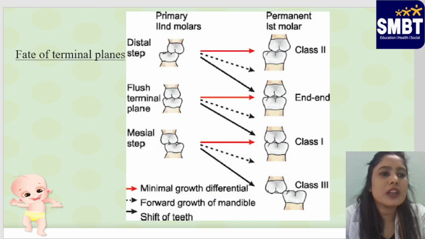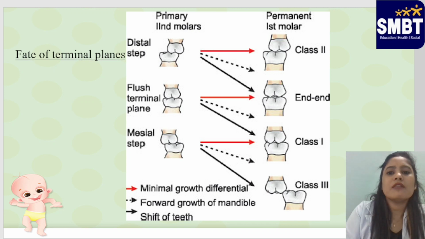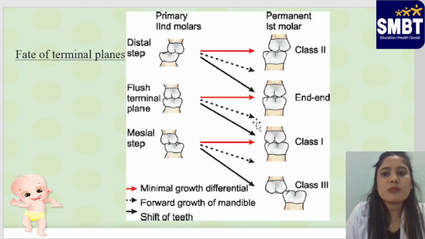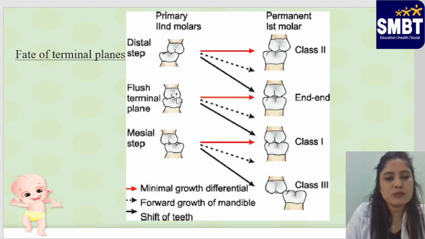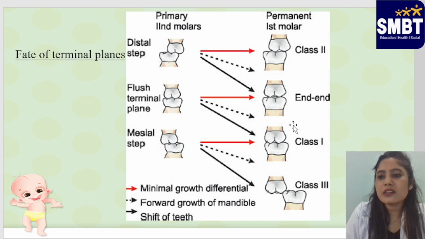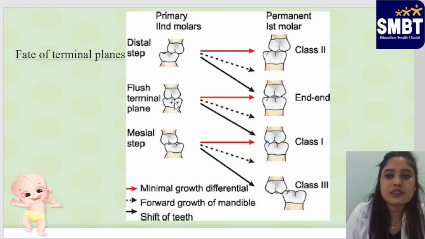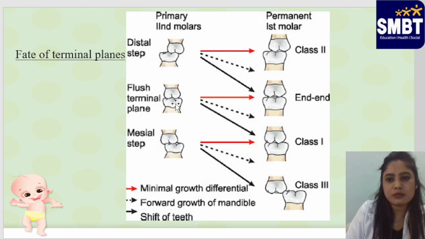What is the fate of terminal planes, that is, what are they going to convert into in the permanent dentition? First we'll talk about the flush terminal plane. The distal surfaces of both the molars are in the same plane, as we have seen. It is the most favorable condition, seen in most of the cases, that is 74% of the cases. This is going to end in class 1 molar relation in permanent dentition with the shift of the tooth in the mesial direction and some forward growth of the mandible.